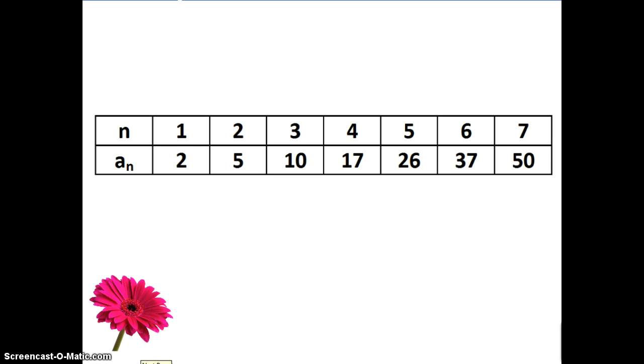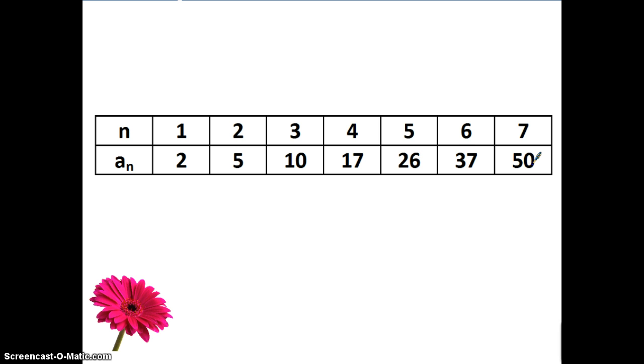So here is a pattern of numbers. If you look at this table, n is the term number, so our first term in our sequence is 2, our second term is 5, the third is 10, 17, 26, 37, and 50. So there is our sequence. Right now, this is a finite sequence. We have 7 terms and that is it.